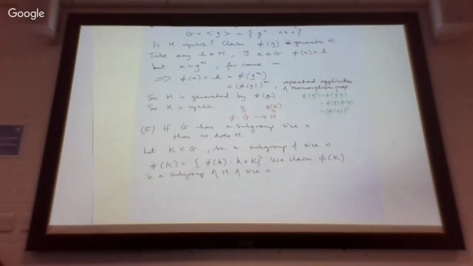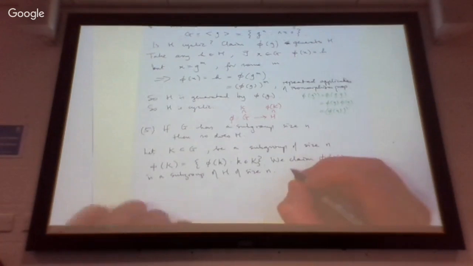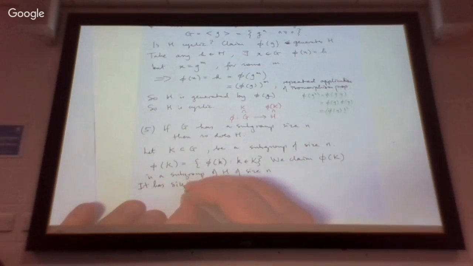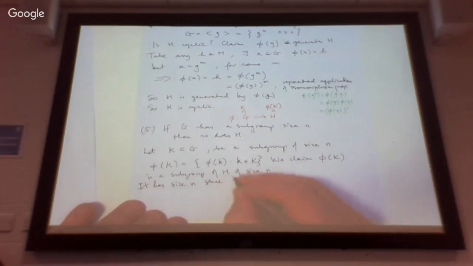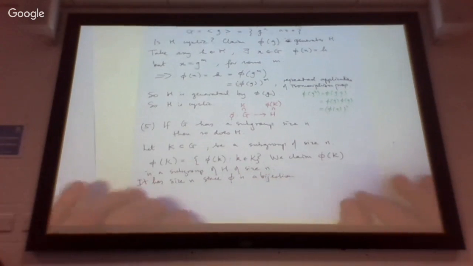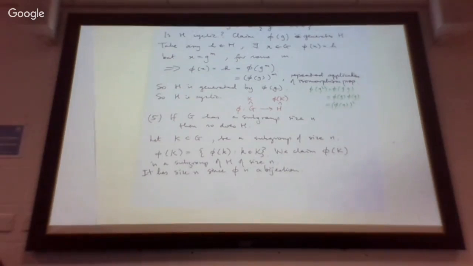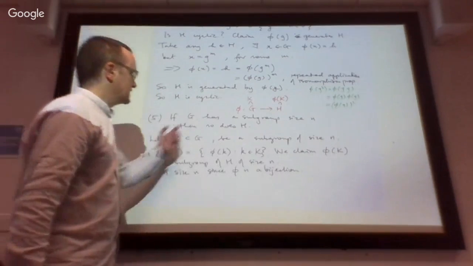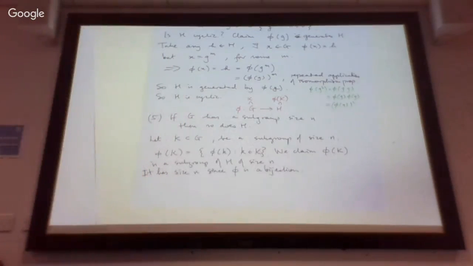Is it? We just have to prove it's a subgroup. Well, it certainly has size n, since phi is a bijection. Phi is a bijection on G. It's certainly a bijection on K, which is just some subset of the elements of G. It's surjective because we're only sending it across to phi of K, so it's surjective by definition. So it is a bijection, so phi of K does have n things in it.